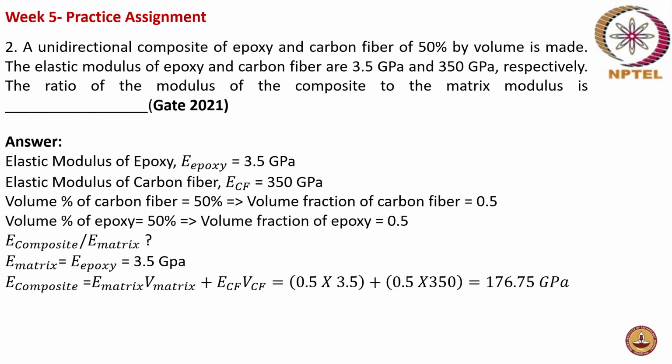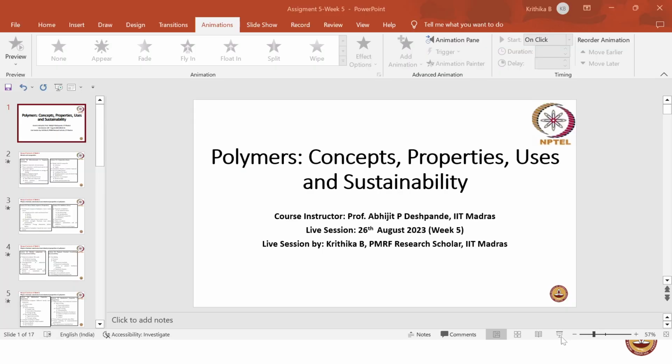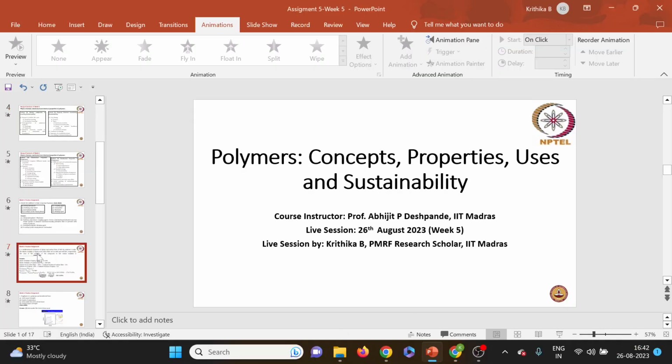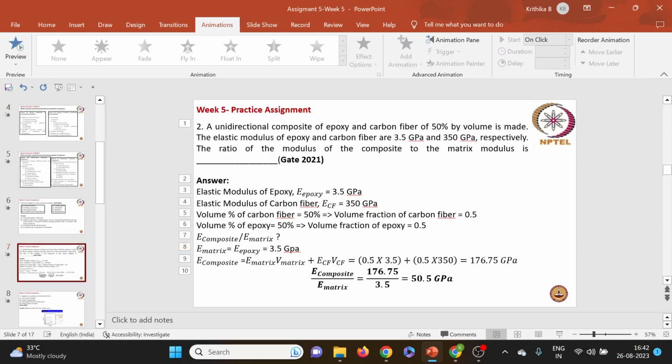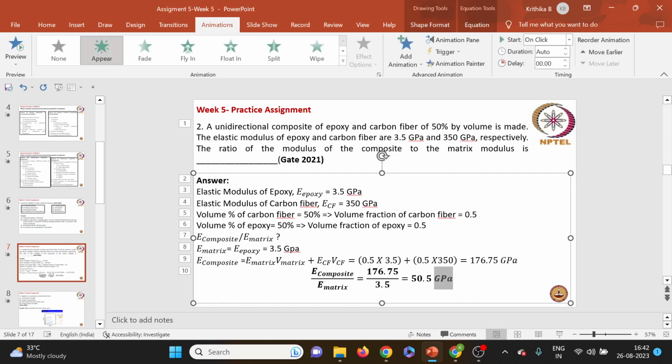It is a direct substitution. You have the volume fractions of each and the modulus of both. If you substitute and do the mathematics, you will get the modulus of the composite as 176.75 gigapascal. We just need the ratio of composite to matrix, which is 176.75 by 3.5. You will end up with a value of 50.5. It's actually not gigapascal, right? It should not have a unit. I made a mistake here. Yes, absolutely right. It should not have a unit because it's the ratio of similar quantities, so the units cancel.